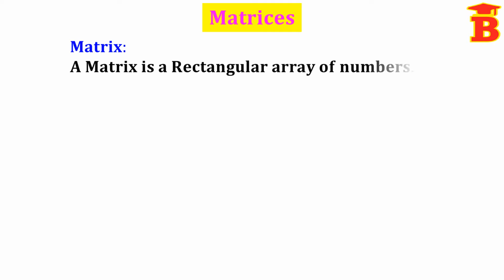Let us learn about matrix and types of matrices. First, let us see the definition of matrix. A matrix is a rectangular array of numbers.